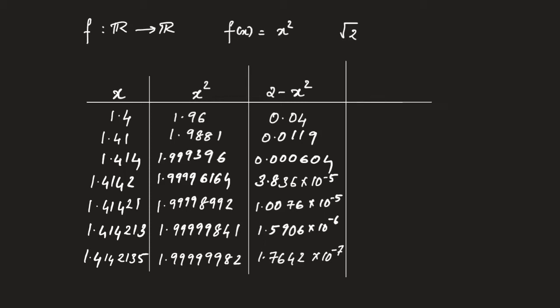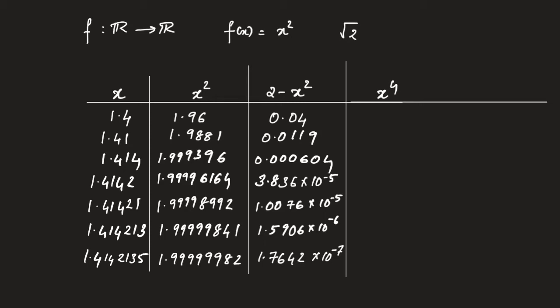The next function we will look at is x to the power 4. I could have taken x cubed, but root 2 cubed is not a number that we know. But root 2 to the power 4 is nothing but 2 squared, which is equal to 4. So we can easily calculate the error. That is why I am taking x to the power 4. So let us look at the function x to the power 4.